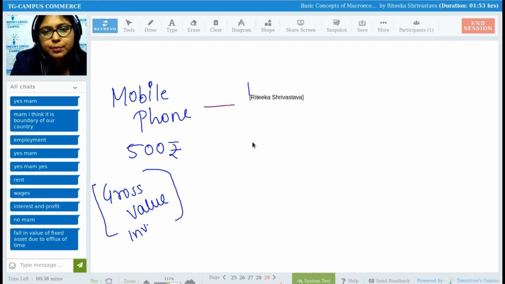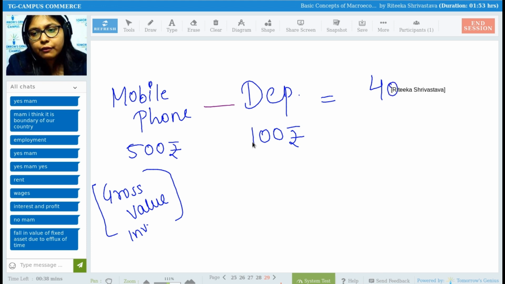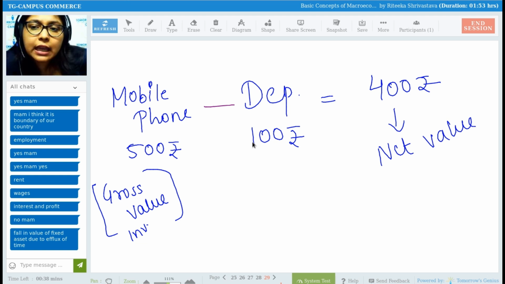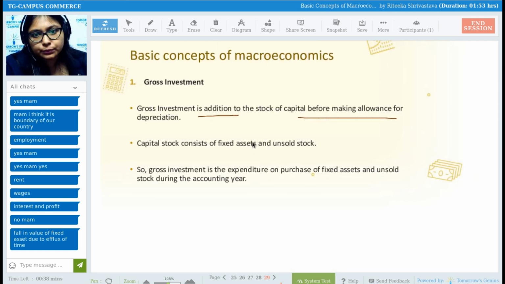So now, the value of the asset has been depreciated by 100 rupees. When I sold this phone, I got 400 rupees after selling it. So this is what my net value on return was. The total amount remaining in my hand after deducting depreciation is called net value. And the actual value of the product is called gross value.